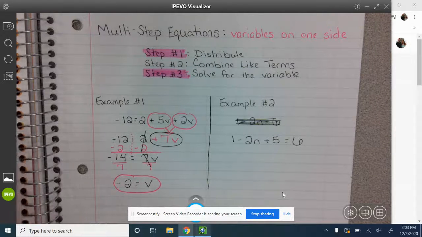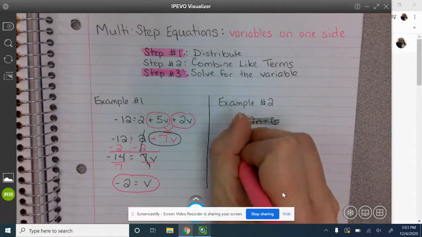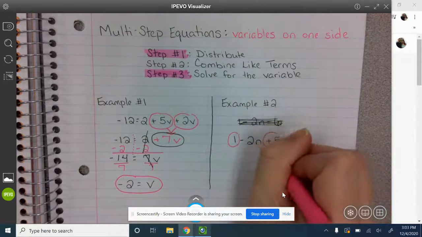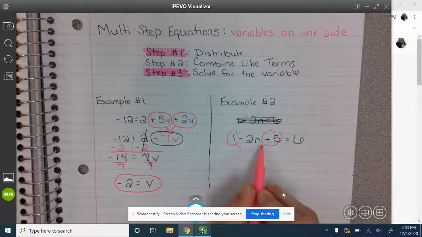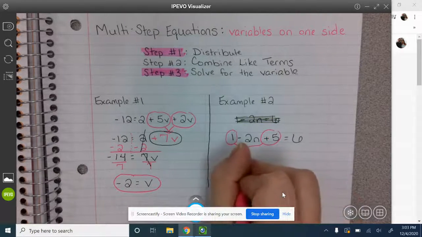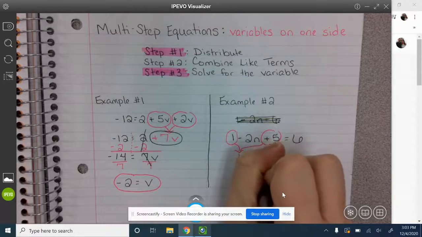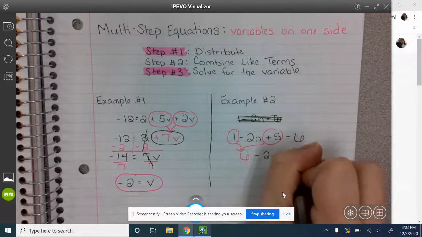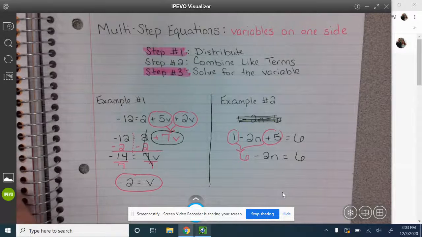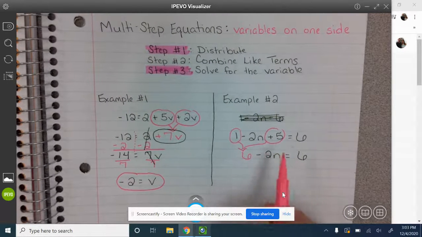So this time, I don't have anything to distribute again. So I'm going to circle my like terms that are on the same side. So just worry about what's on the same side to begin with. I have 1 plus 5. Well, 1 plus 5 is going to give me a 6. And then I'm going to rewrite everything else: minus 2n equals 6. So now it's a two-step equation.